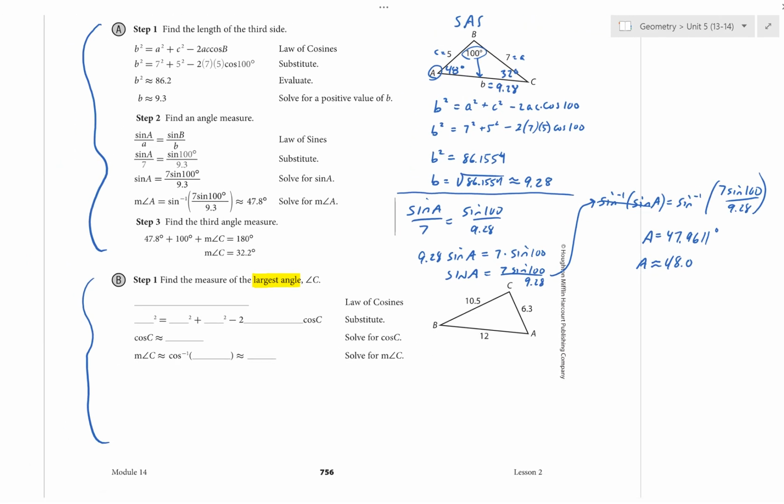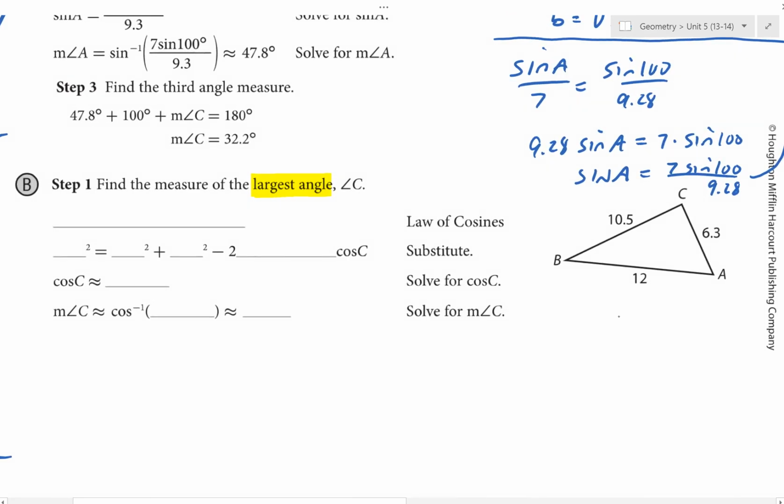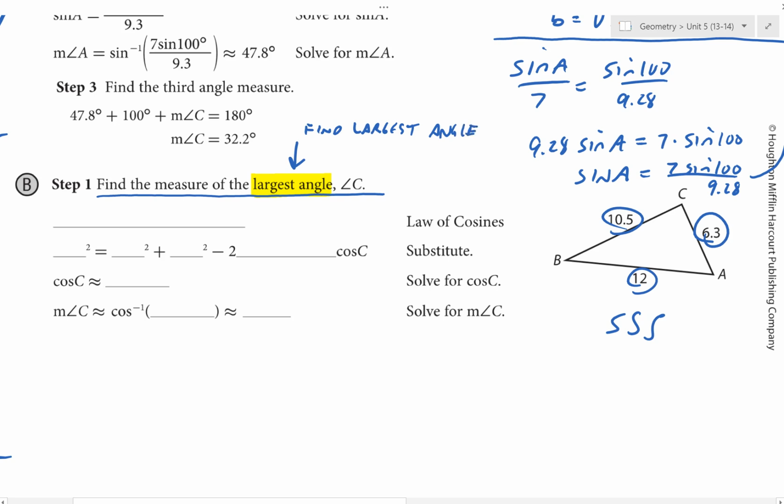Okay, so the next example, we are given all 3 sides of this triangle. So that's SSS. We know all 3. And so that's another scenario where we want to use law of cosines. And as it says in the directions here, we always want to find the measure of the largest angle first. The largest angle is across from the largest side. So find the largest angle first when you have SSS.